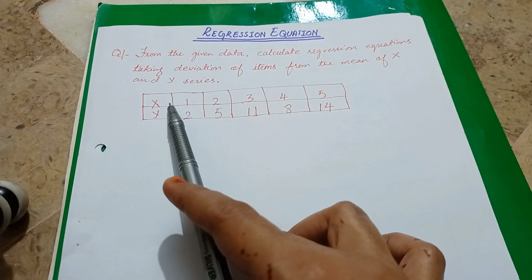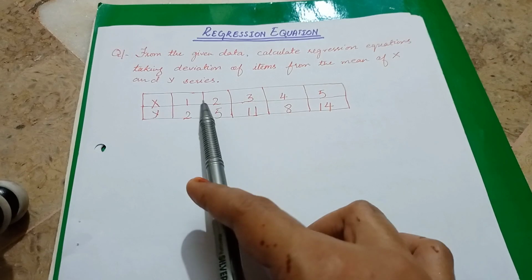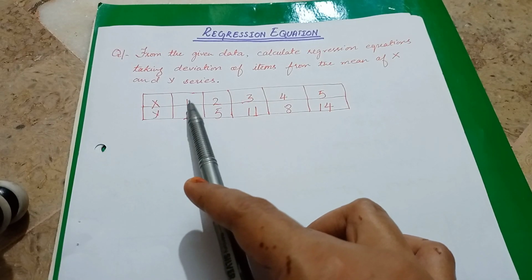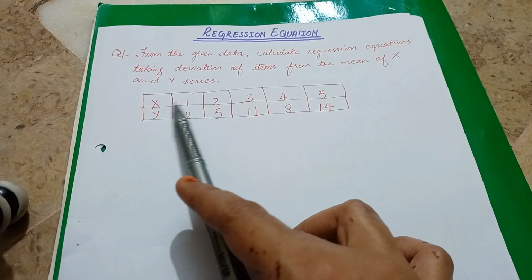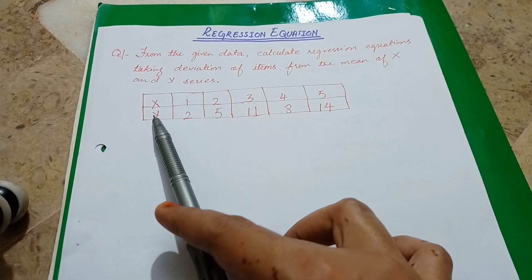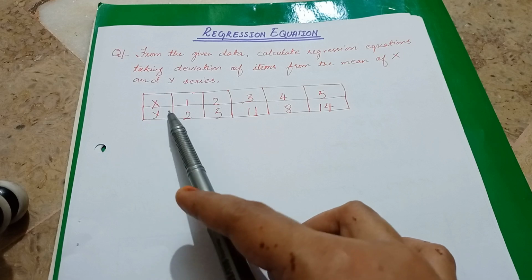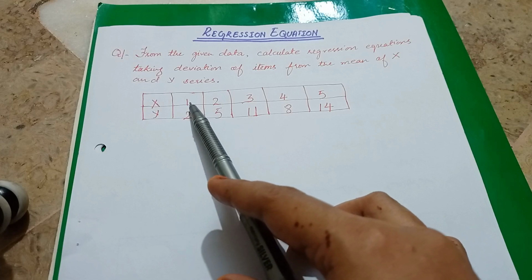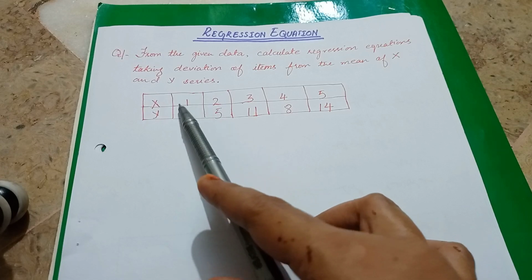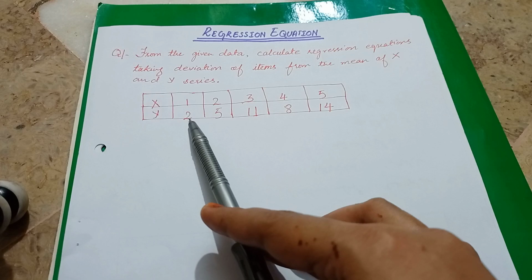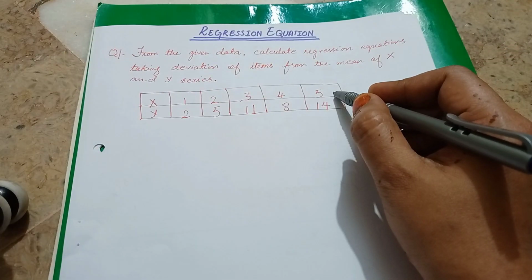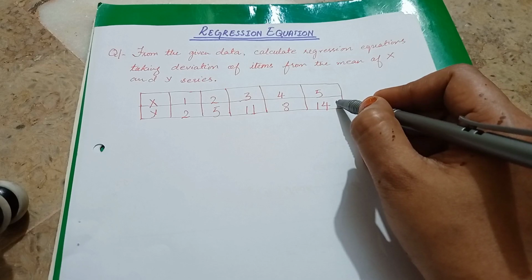In this question, the x is independent values. These values do not depend on other values, so x is independent. On the other side, y has values which depend on x. If the value of x is 1, then the value of y will be 2. So we can say that these are independent values and these are dependent values.